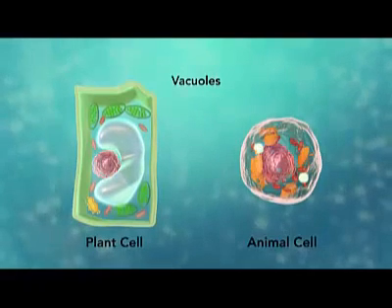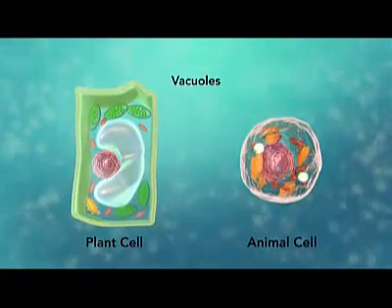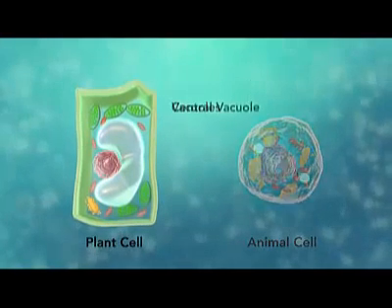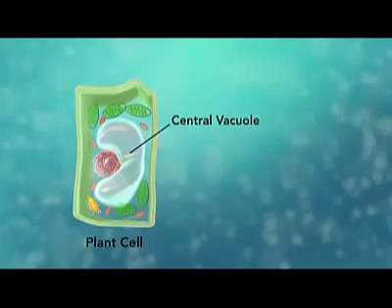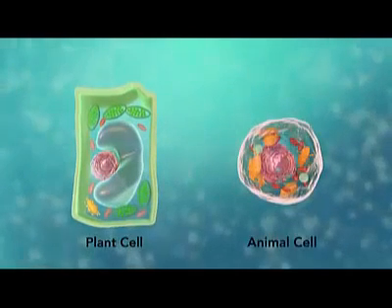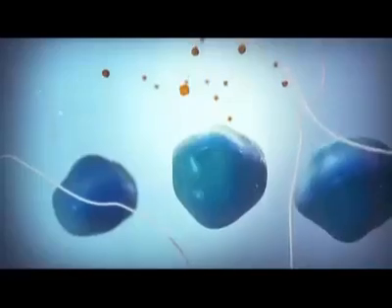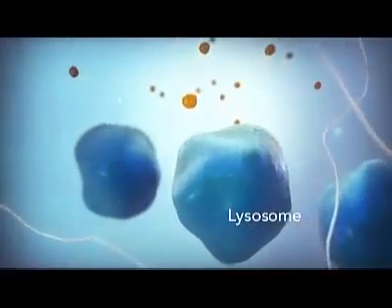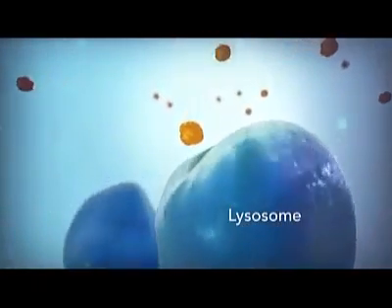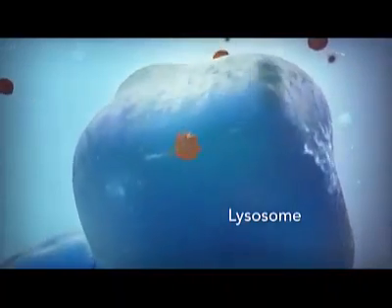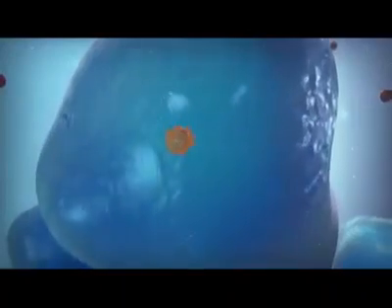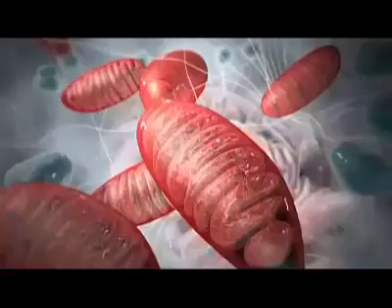Vacuoles are sac-like structures that store different materials. Here, in this plant cell, the central vacuole stores water. Going back to the animal cell, you will see an organelle called a lysosome. Lysosomes are the garbage collectors that take in damaged or worn-out cell parts. They are filled with enzymes that break down this cellular debris.